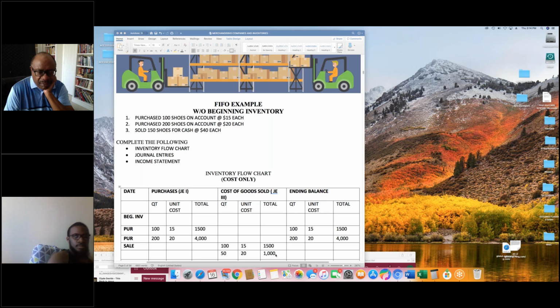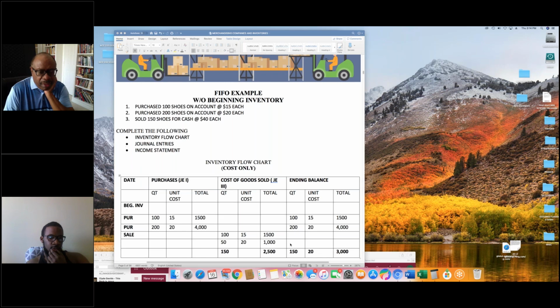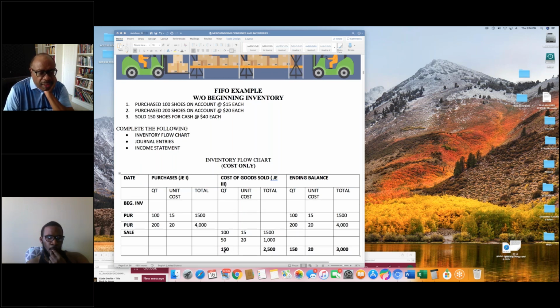Oh, I get it now, because you only had 100, but you sold 150, so you have to sell 50 more out of that new layer. Right. Then we add them together. Because when we get ready to make that journal entry, the purpose of this middle section of the chart is to tell us how much is going to be in that second journal entry. This is what you have left.